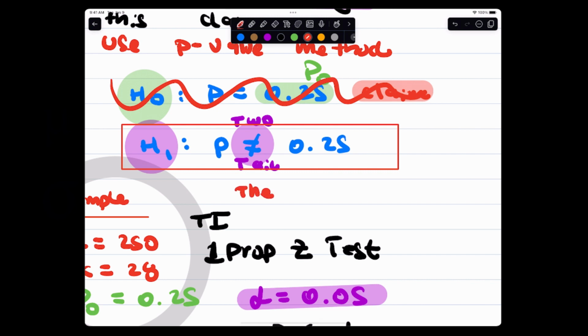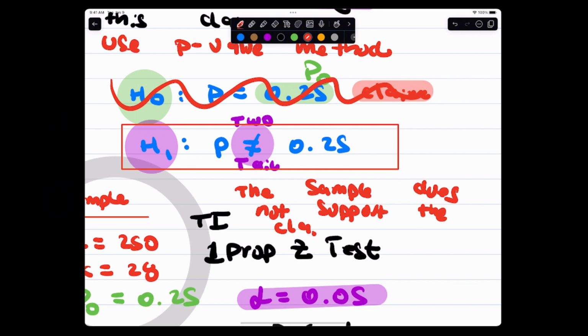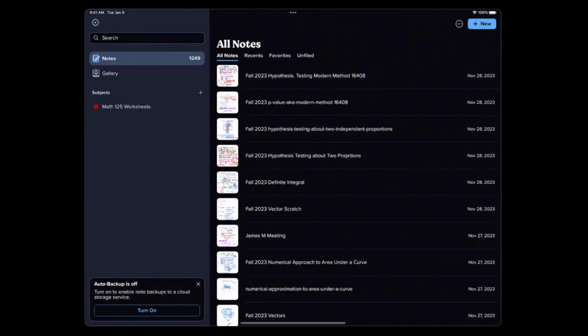The conclusion is what? The sample does not support the claim. Sample does not support the what? Claim. Look at all that, ladies and gentlemen. What do you guys think? Is that easy peasy, lemon squeezy? Okay.